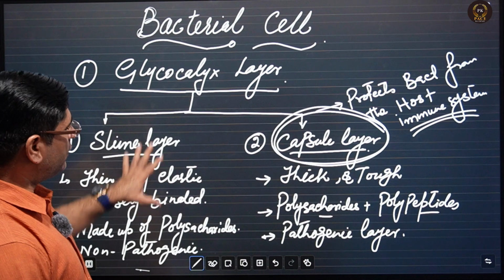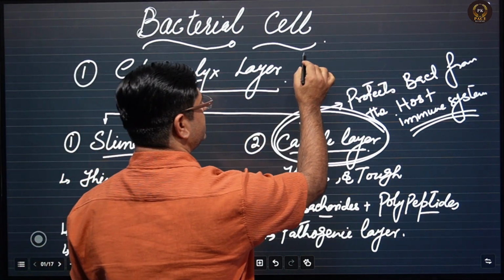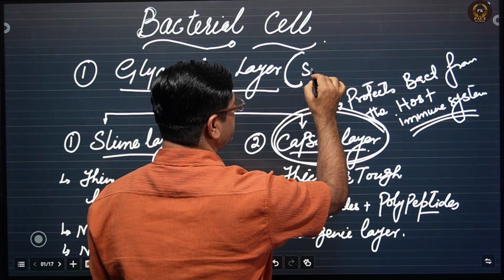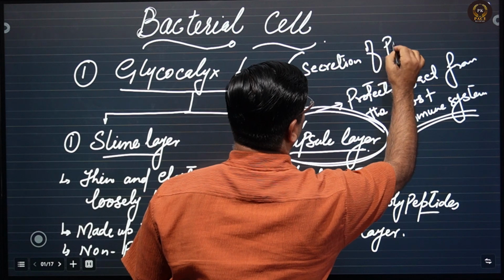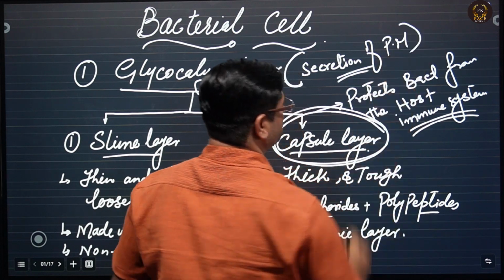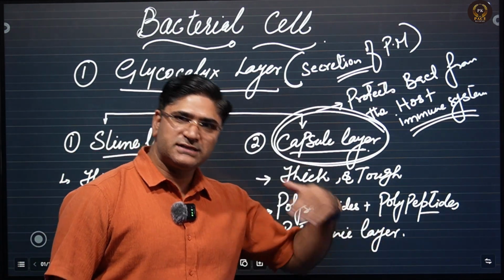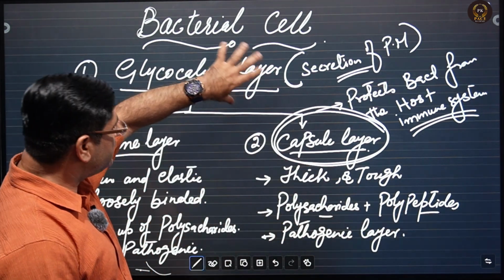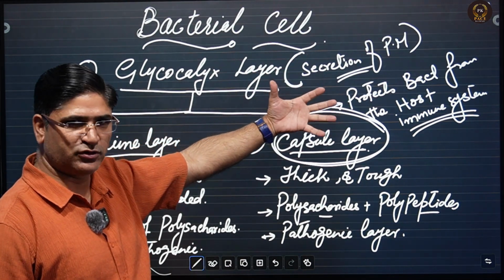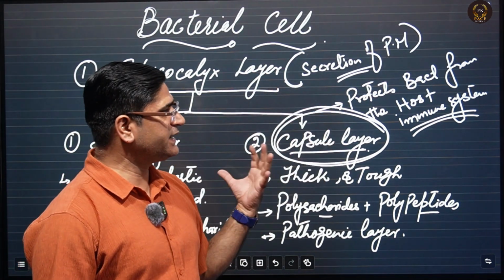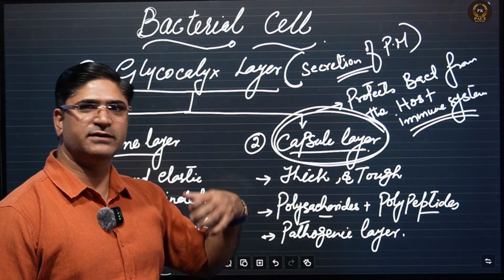So remember about the glycocalyx layer. It is actually the secretion of the plasma membrane of the bacteria, which is made up of lipoproteins. The secretion of the plasma membrane leads to the formation of the glycocalyx layer outside of their body. And this functions like the glycoproteins which are present in the animal cells.